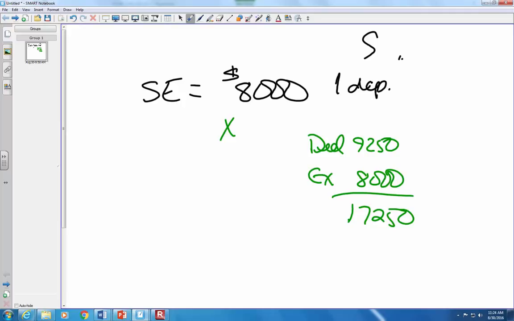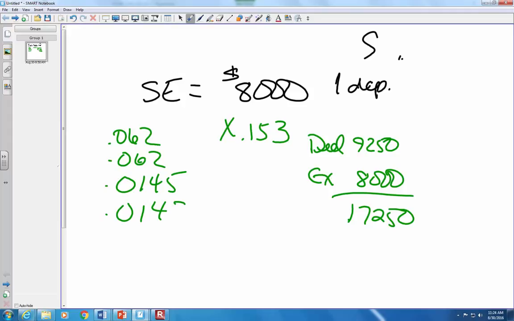I want to make a random guess. Go ahead. I was gonna say there's no wrong answers, but yeah, there is. No, go ahead and guess, why not? What do you have to lose? Was it 15? That's it, exactly. 0.062 Social Security plus 0.062 Social Security plus 0.0145 Medicare plus 0.0145 Medicare, 15.3%.